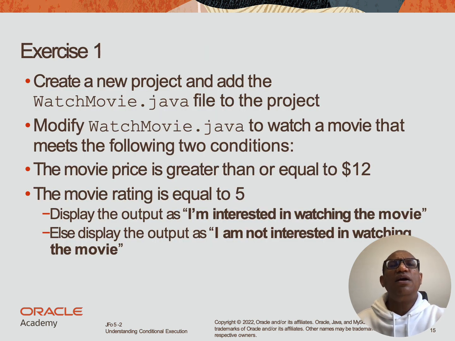In exercise 1, modify WatchMovie.java to display a message if a movie is at least $12 and has a 5-star rating. Use logical AND to combine the conditions.